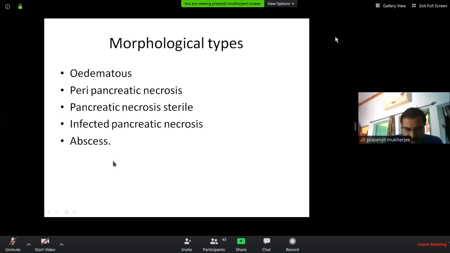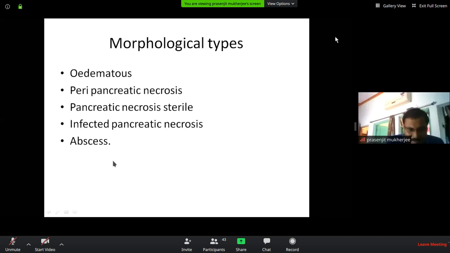At a later stage, this necrosis may get infected and complicated by infection. At this stage, we call it infected pancreatic necrosis. This is a very toxic stage, and in acute pancreatic necrosis, most of the time the death rate is very high. Mortality rate is about 20-25%, maybe 50% at some stages.